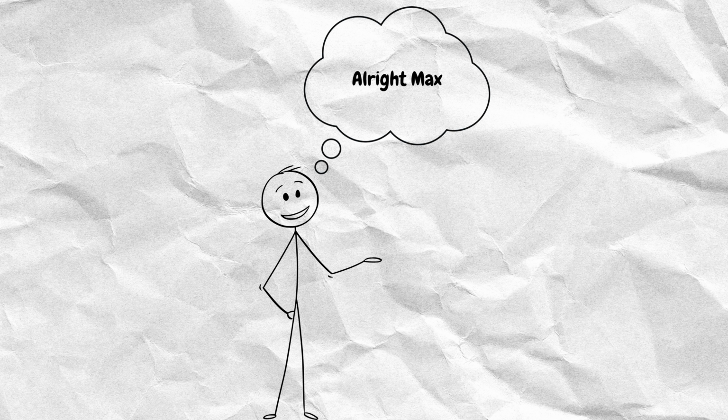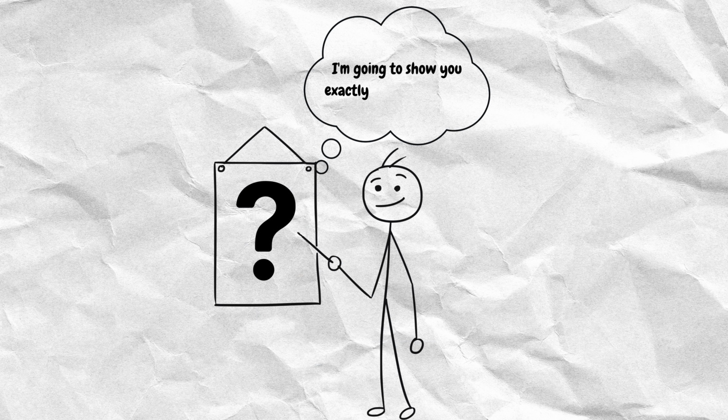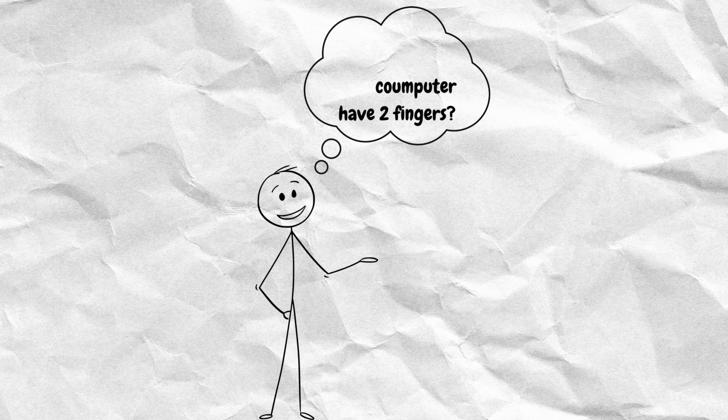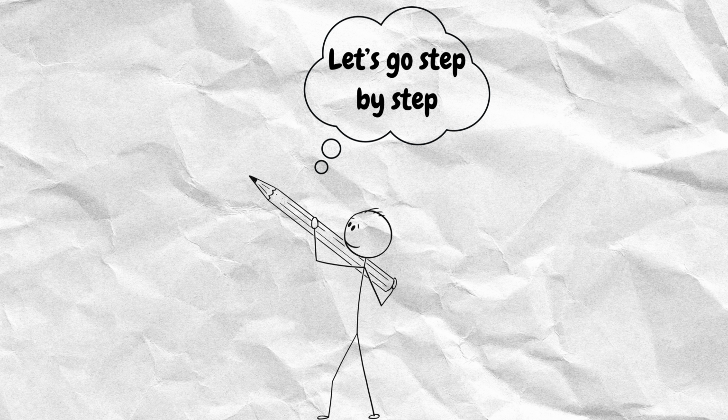Alright, let's do this. Max, let's take a number, let's say 13. I'm going to show you exactly how to turn it into binary. Here's the trick. We divide the number by 2 and write down the remainder each time. Do you remember I said computers have 2 fingers? That's why we divide it by 2. Let's go step by step.